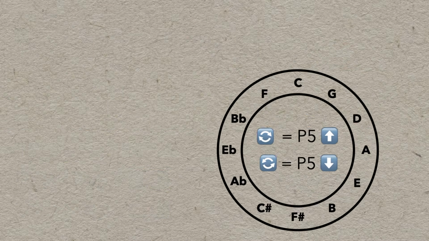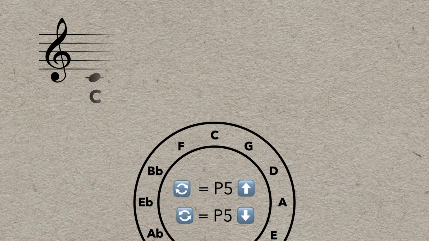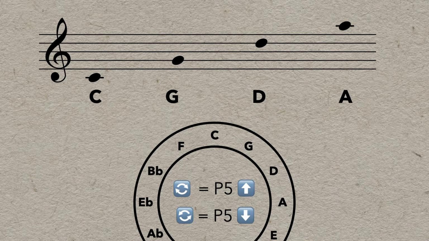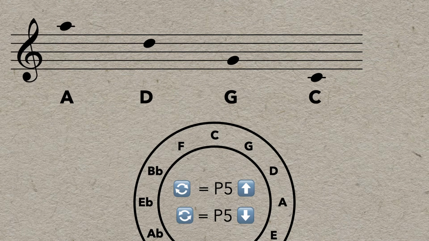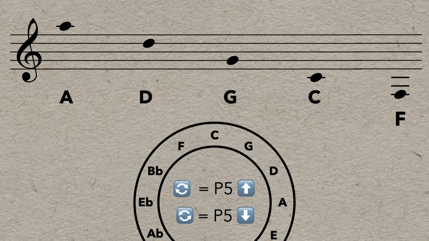Moving clockwise around the circle is always a fifth up, like C to G to D to A, and so on. And if we simply turn around the direction we came from and move counterclockwise, we move down in fifths, from A to D to G to C, and yes, down to F too.